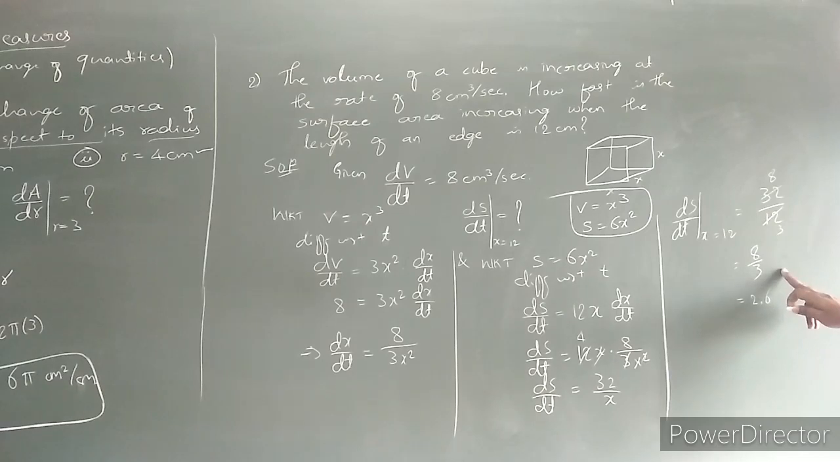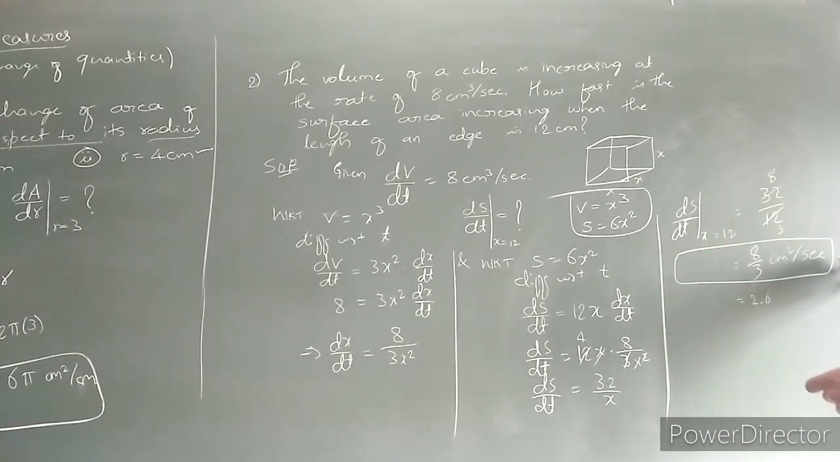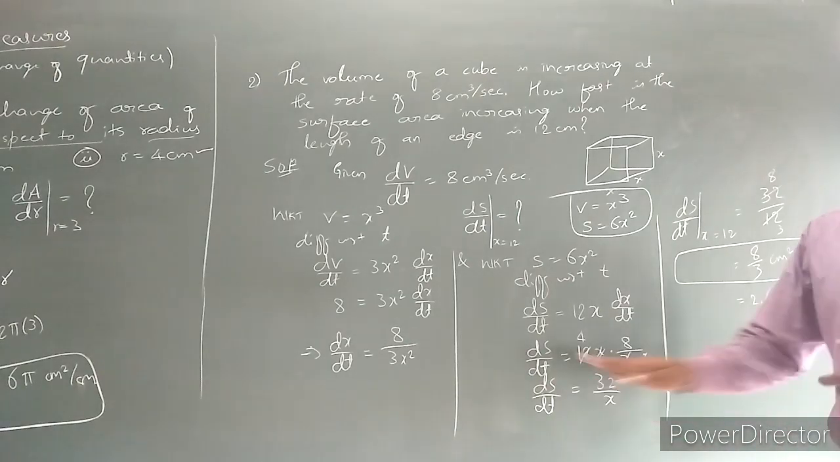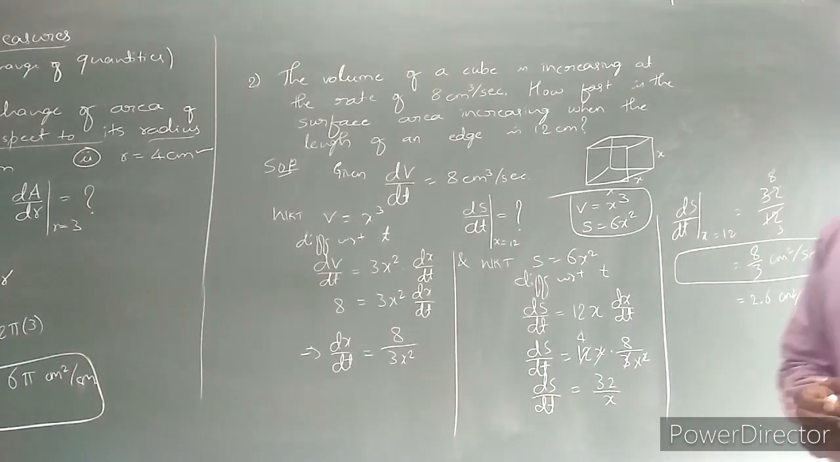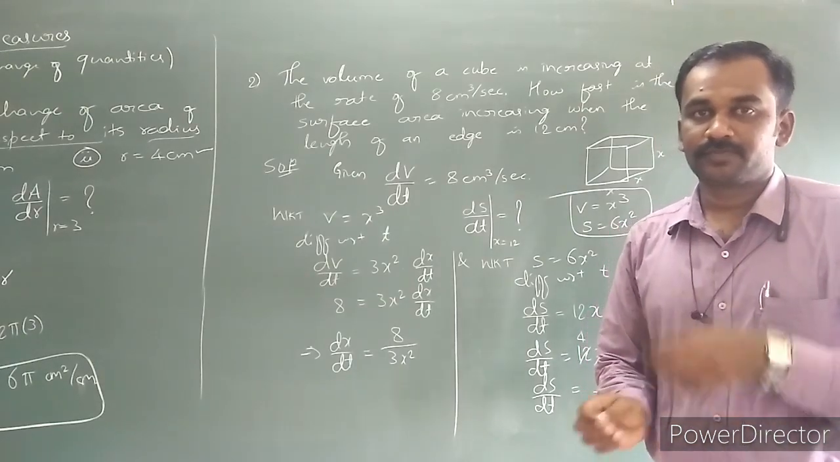What is the unit? Surface area is centimeter square, and with respect to time it is per second. You can stop here or here, none of the same. Centimeter square per second. We will get the full marks here. This type of question will be asked for 5 marks. Okay, now the next problem.